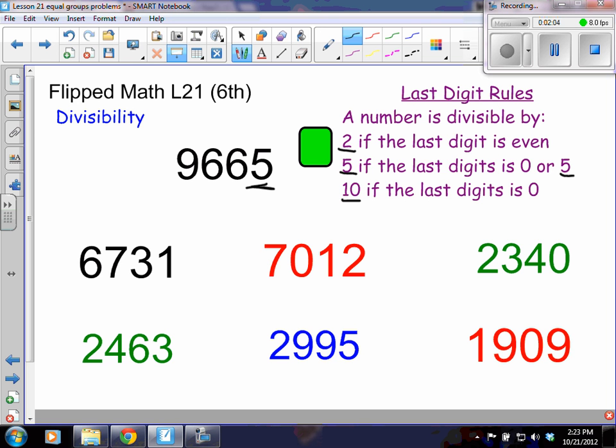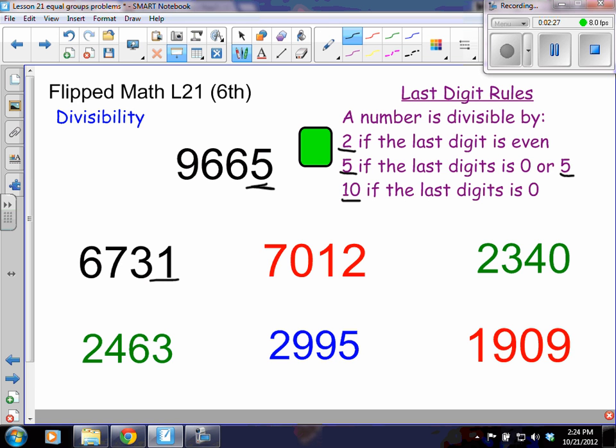So we know that 9,665, according to the last digit rules, is not divisible by 2. It is not divisible by 10. It is only divisible by 5, looking at these rules. So now we can look at the numbers below and we can start to use these rules. And we can do these rather quickly.